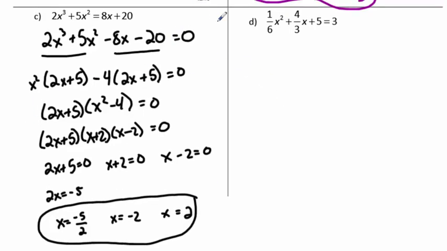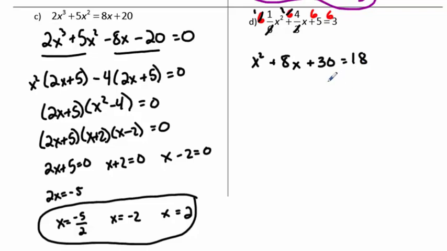Let's look at part D. Part D starts with fractions where the common denominator is 6. So I'm going to multiply every single piece by 6 to clear the fractions. When I multiply the first piece by 6, 6 goes into 6 one time, so I'm going to get 1x squared. In the second fraction, 3 goes into 6 twice, so I'm going to get 2 times 4, or 8x. 6 times 5 is 30, and equals 6 times 3 is 18.